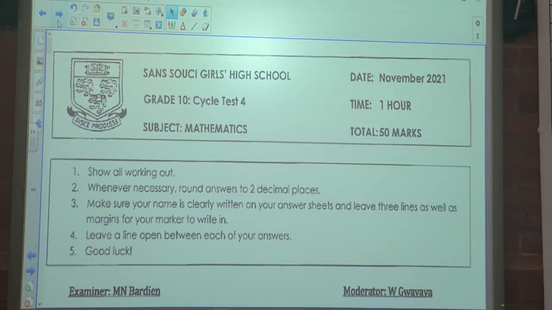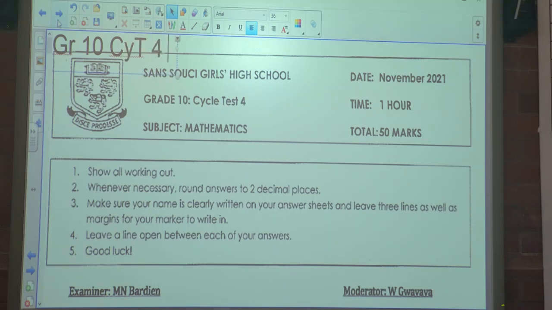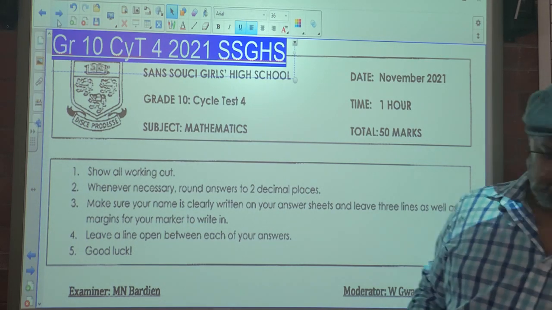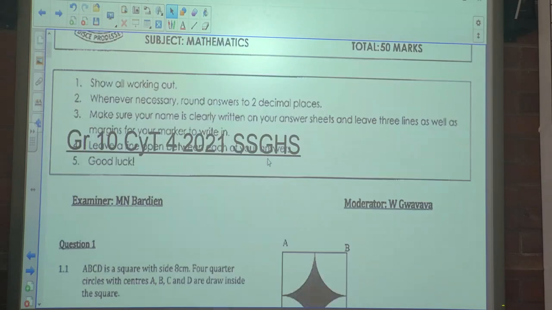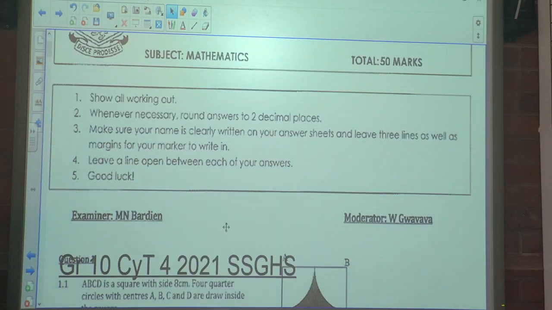Okay, good morning class. So today we're looking at the grade 10 cycle test 4. And this is from 2021 in my high school. Okay. So let's look at the first. It was for 1 hour, 50 marks.